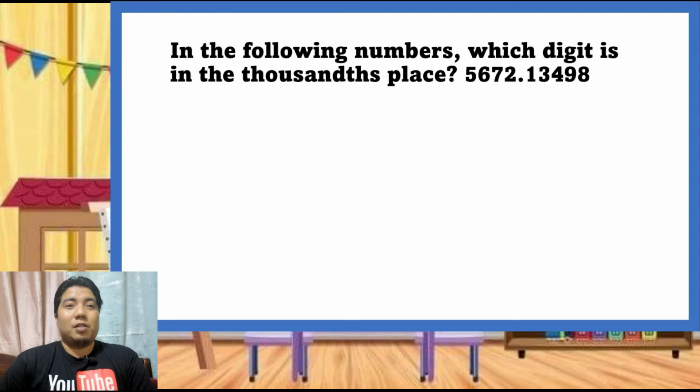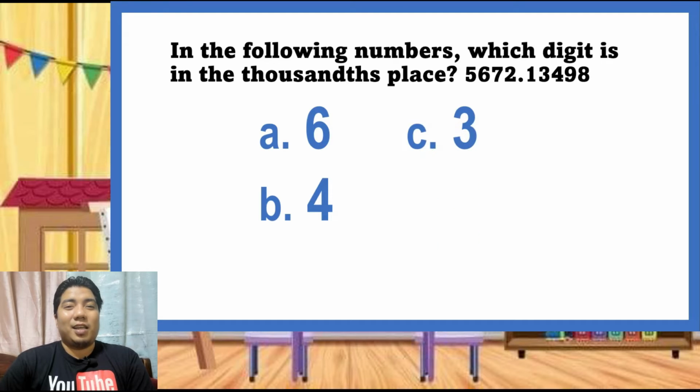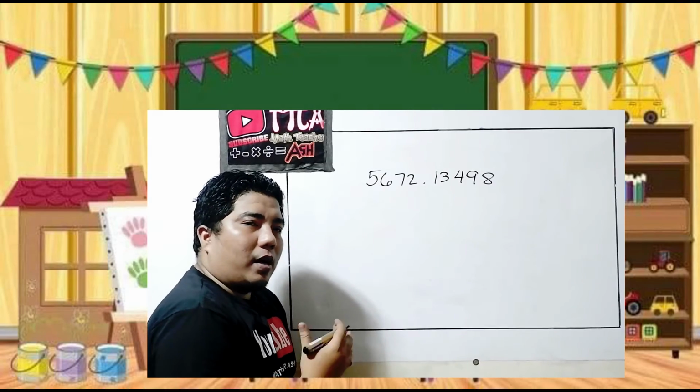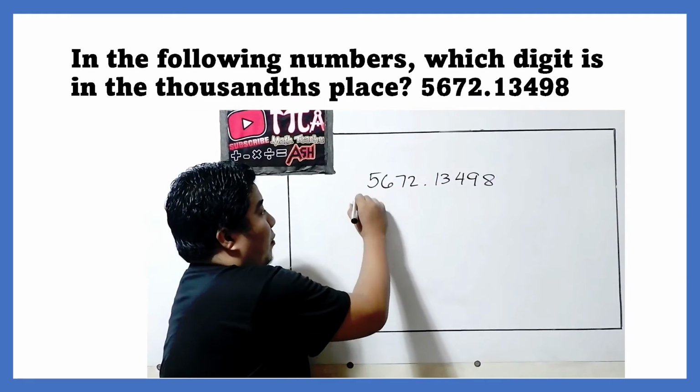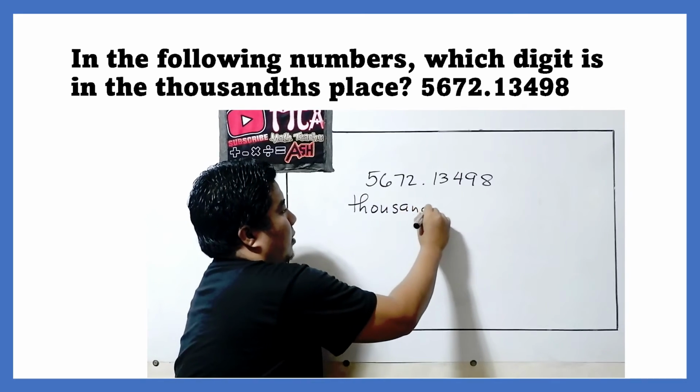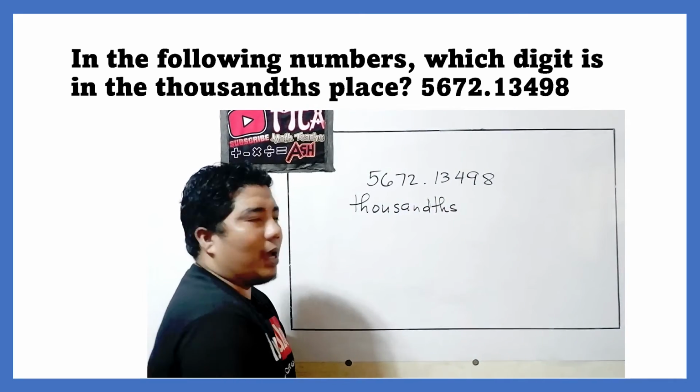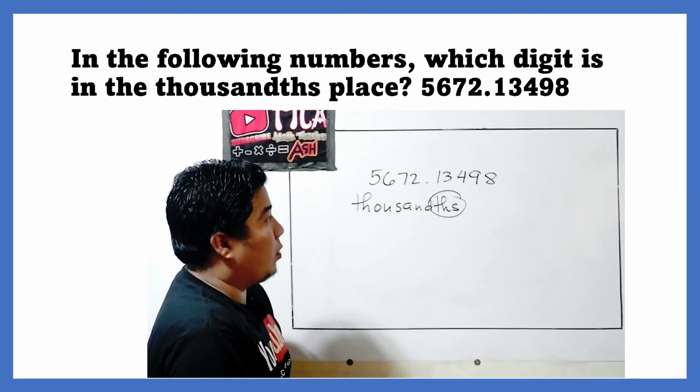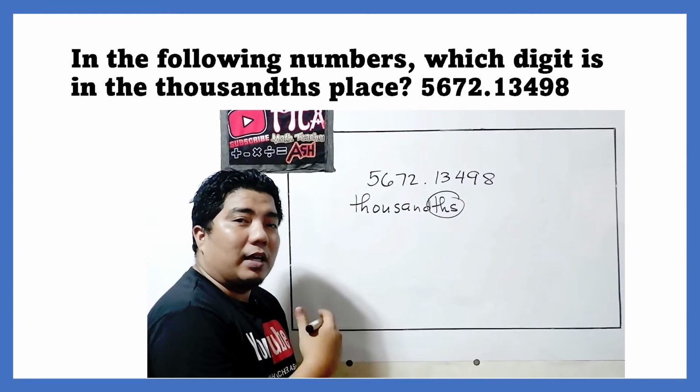In the following numbers, which digit is in the thousands place? The given number is 5,672 and 13,498 hundred thousandths. Is it A, 6, B, 4, C, 3, or letter D, 9? Okay, my dear math learners, we are asked here about the place value of thousands. Now, if you have this part of your place value, it means we are talking about decimals.